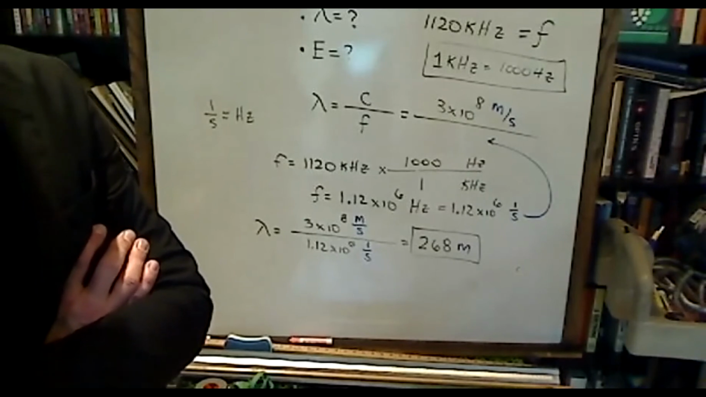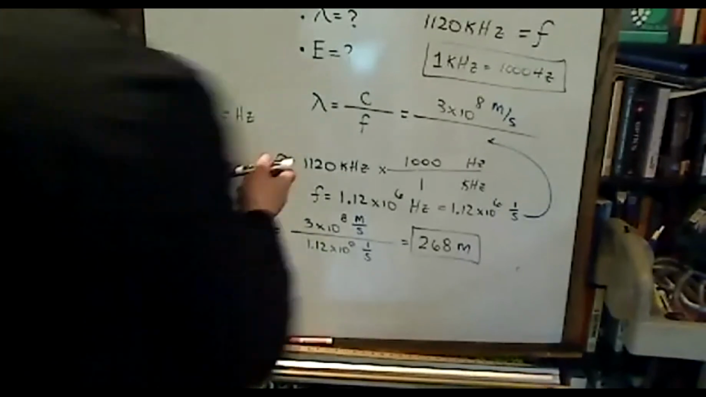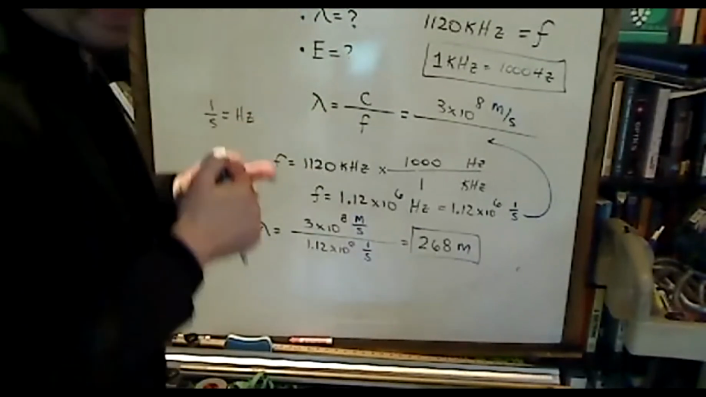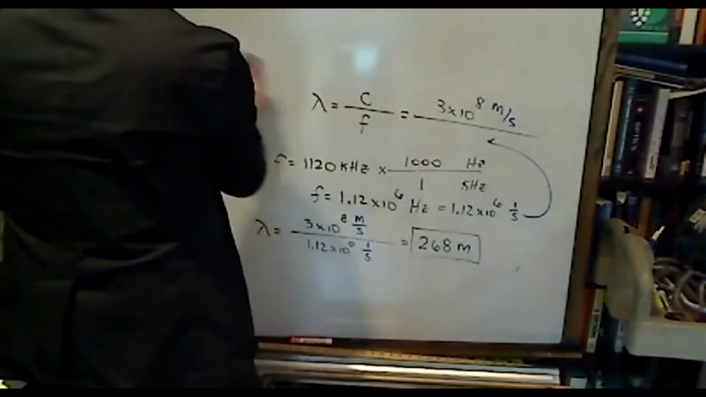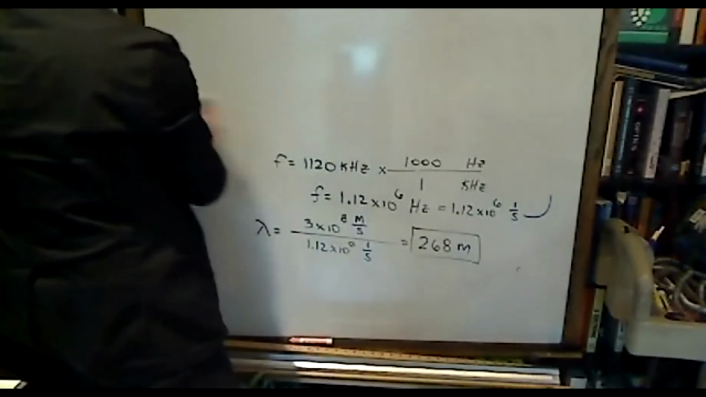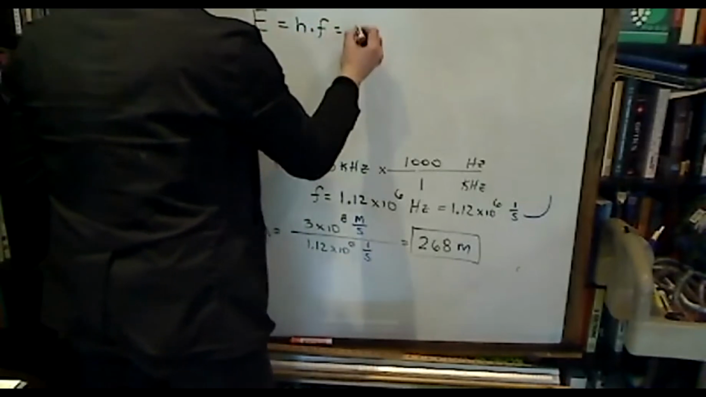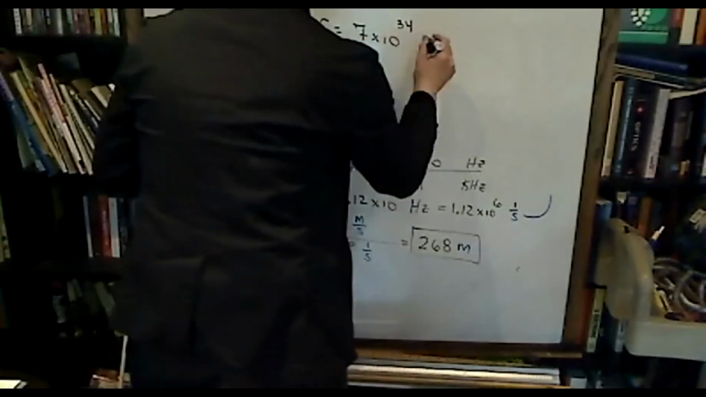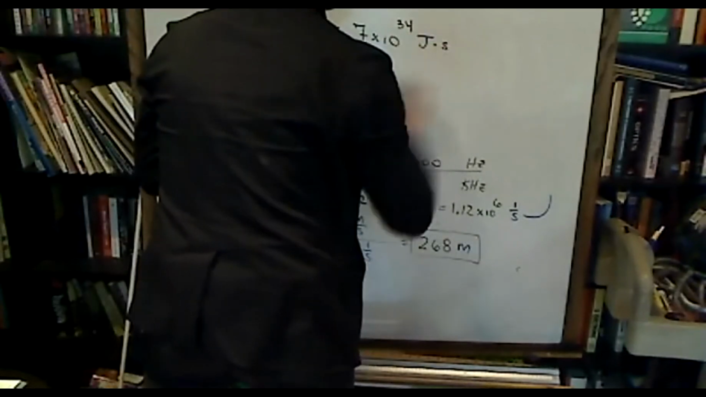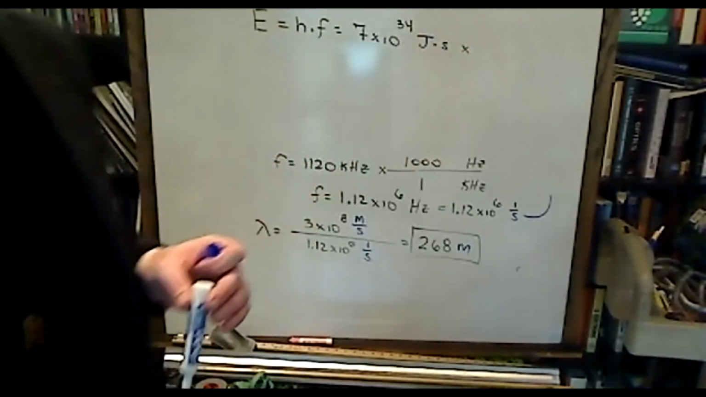And preemptively, we should probably use the energy equals Planck's constant times frequency. Sure, that sounds great. I'm going to do that up here. All right, so the energy is Planck's constant times frequency. For Planck's constant, we can use 7 times 10 to the negative 34 joules times seconds, multiplied by, what am I putting in for my frequency, class?